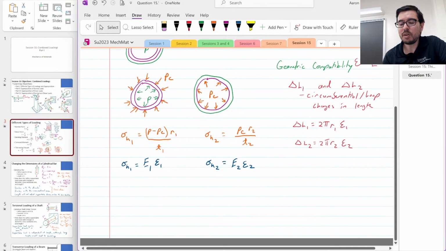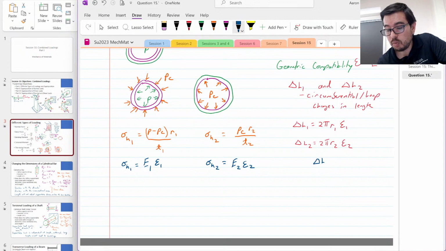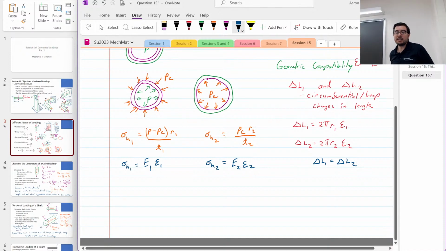Yeah, so now we combine all these together, and what do we need to solve for? We need to solve for PC. R2s, we know. E2, E1, we know. We know what the P is, that's given. The T1 and T2, we know. So we just have to solve for strain. I should have said this: delta L1 is equal to delta L2. That's the last thing. All right, does that make sense?